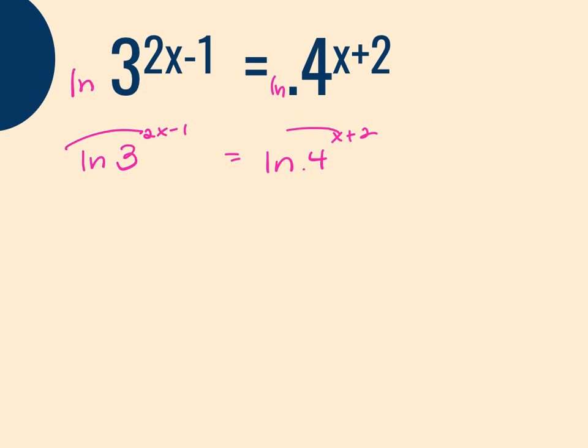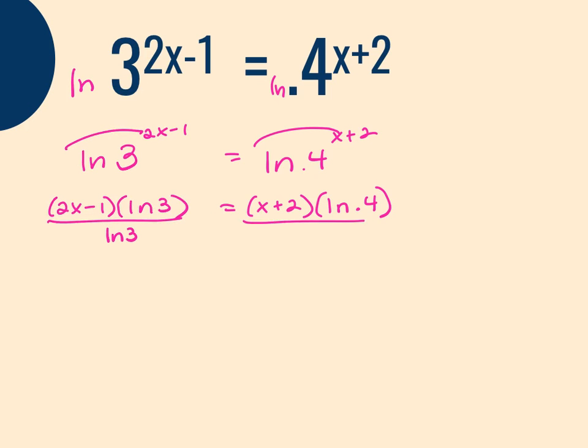Exponents get bumped to the front. So 2x minus 1 times ln of 3 equals x plus 2 times ln 0.4. Now here's where it gets messy. There's an x on both sides of these equations, right? So I can divide both sides by ln of 3. So this one's gone, and I get 2x minus 1 equals x plus 2 times, and it doesn't matter which one of those gets the denominator, so I can make this ln 0.4 over ln of 3.